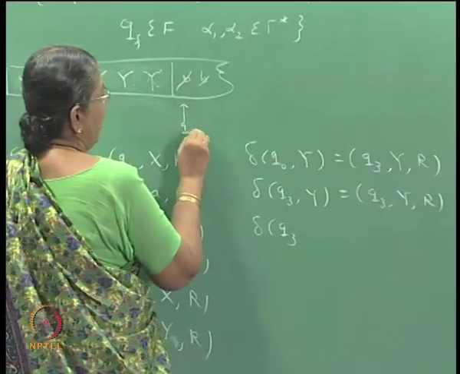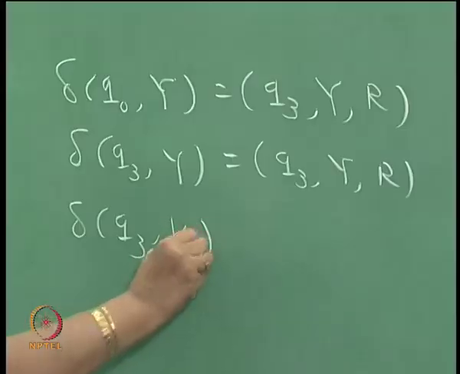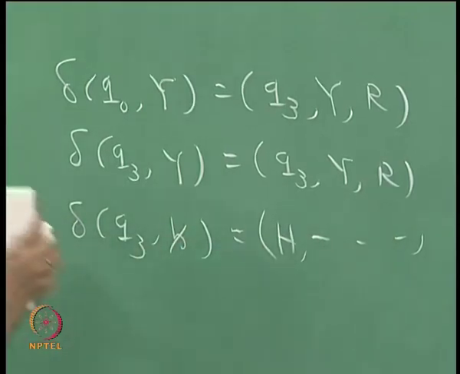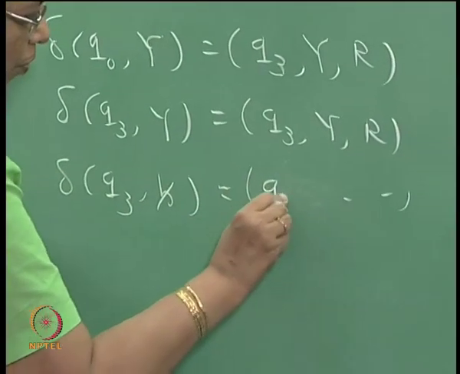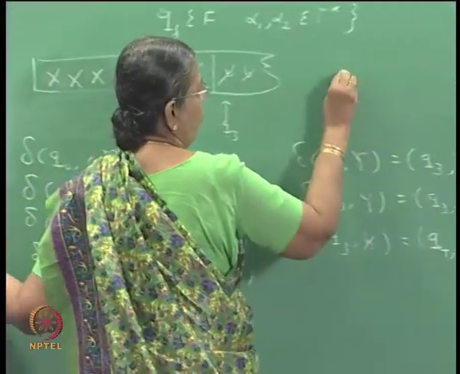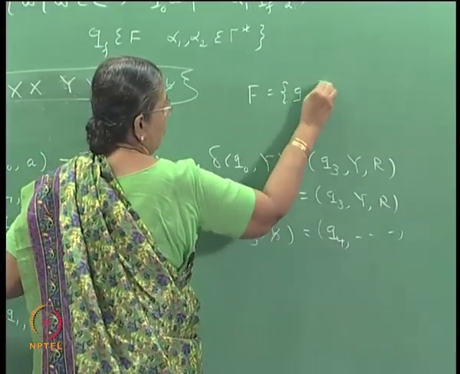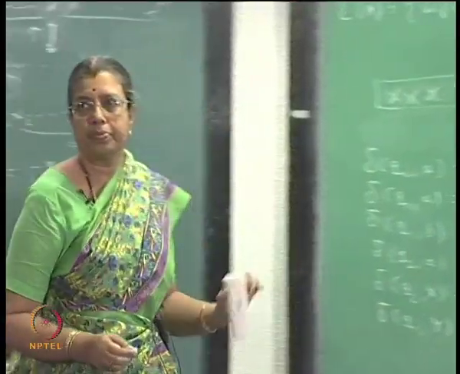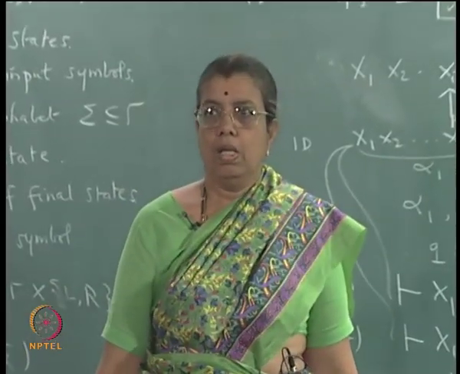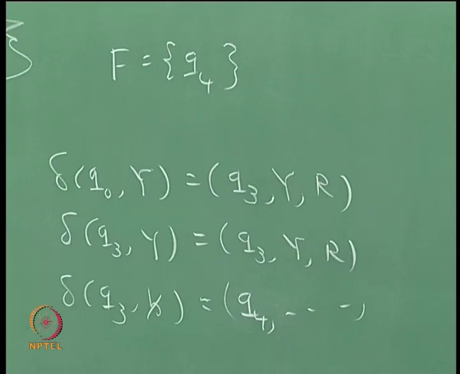And in Q3 if it sees a blank, it will halt. It will go to Q4 and halt, and Q4 is the final state. F is Q4, the final state. So, for Q4 no moves are defined. When it goes to Q4 it halts.